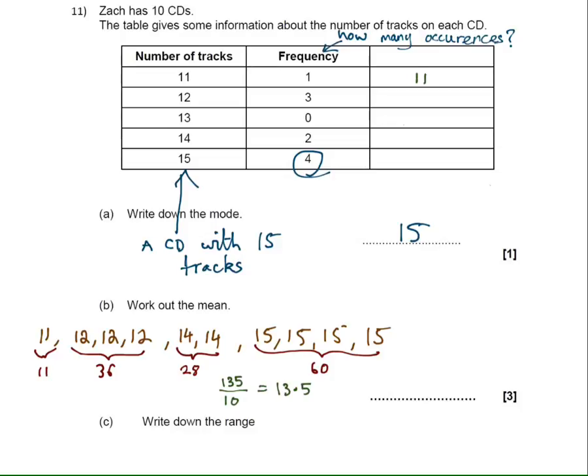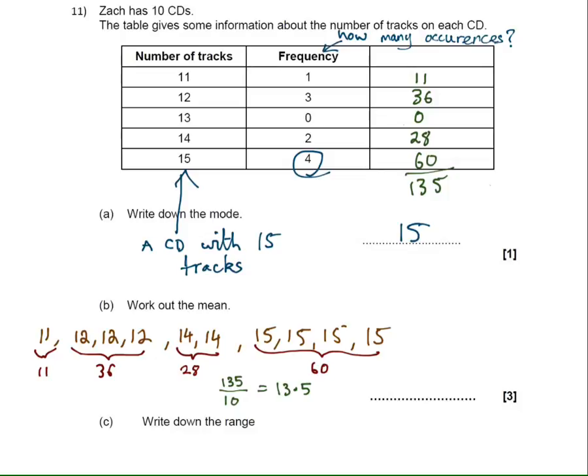What I also saw, which was nice, was some people using the extra column and multiplying the number of times something occurred by the number itself. So 1 times 11 is 11, 3 times 12 is 36. Well, in this column we're really looking at the total number of tracks. So if we have one CD of 11 tracks, that's 11 tracks in total. 3 CDs of 12 tracks, that's 36 tracks in total. 2 CDs of 14 tracks, that's 28 tracks. And 4 CDs of 15 tracks, that's 60 tracks. Adding this column up gives you 135.